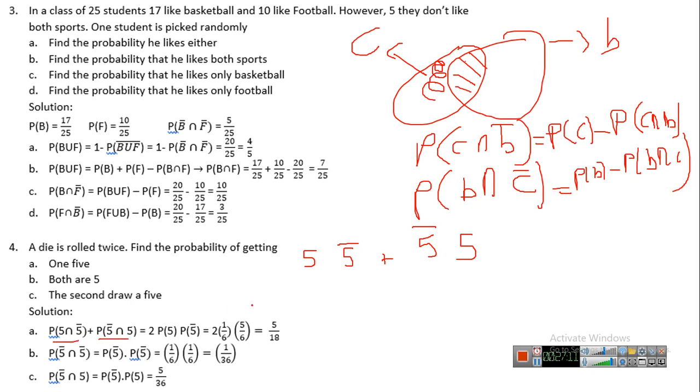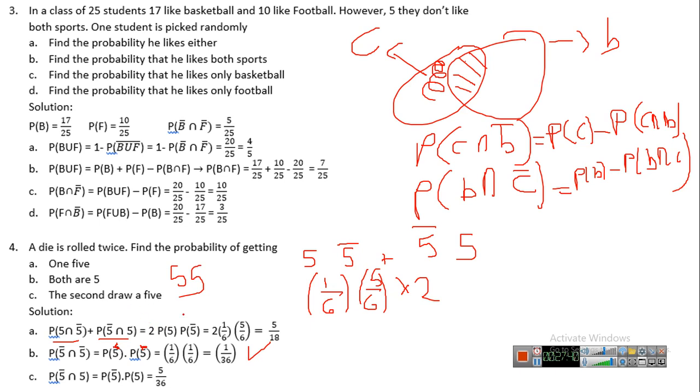To get a 5, you have one choice out of 6. Not 5, you can get 1, 2, 3, 4, or 6, so it's 5 out of 6. I have it twice, so times 2. Both are 5, so P of 5 times P of 5. So 1 over 6 times 1 over 6 is 1 over 36.